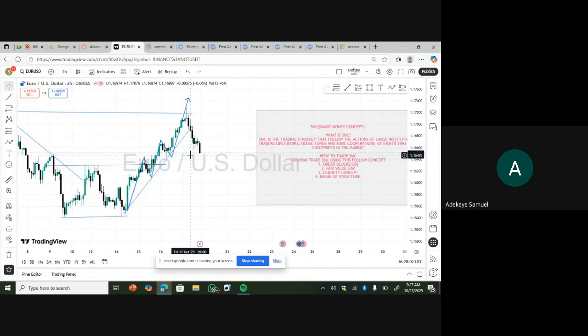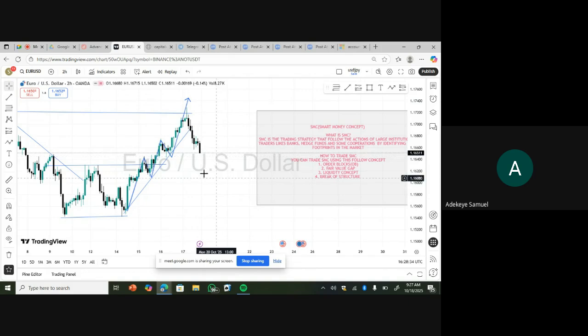I actually have four concepts I'm using. I use order blocks, I use fair value gaps, I use the liquidity concept, and structure, break of structure. But in today's lesson, I don't want to rush. I want to take it one after the other.